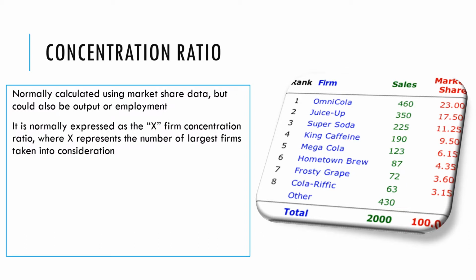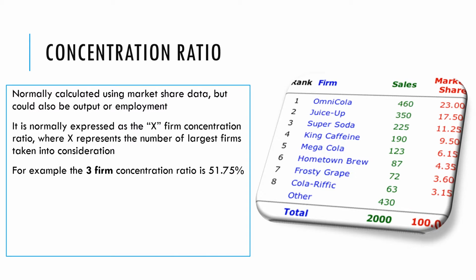We then calculate the concentration ratio, and we normally express this as the 3 firm or 5 firm, a certain number of businesses, X firm concentration ratio, where X represents the number of largest firms that we're taking into consideration. So we always organize them with the largest one at the top and then working down to the smallest market share.